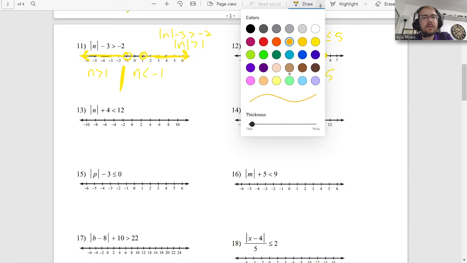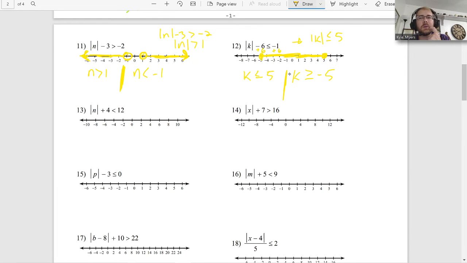Next, go gold. Gold next, and then orange. So let's see if we can fit this down here. So we would go absolute value of n less than, and we'd subtract 4 on both sides, so 8. And then that splits into this, and it splits into keep, change, flip. Okay, so greater than -8, less than 8. Here it is.